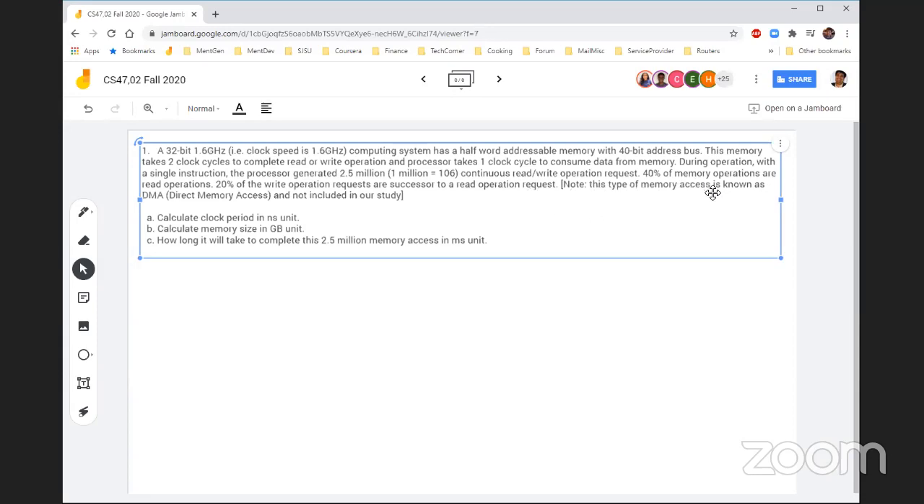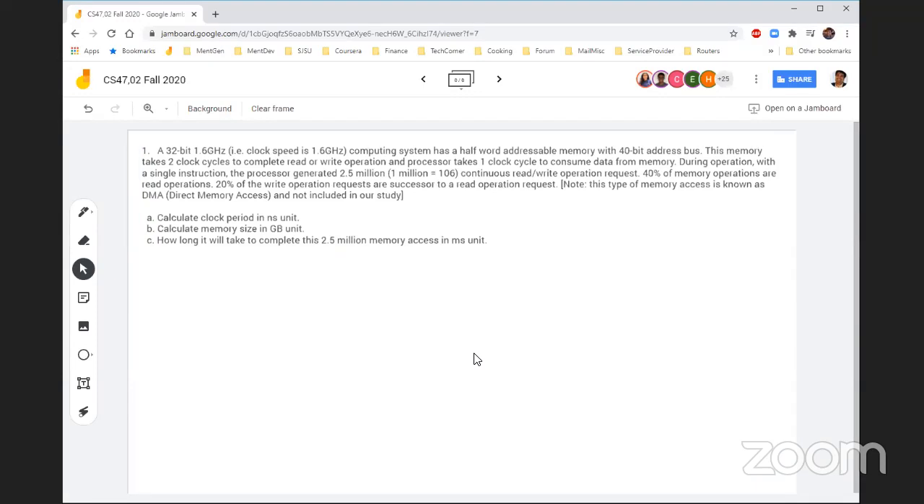Side note, this type of memory access is known as DMA or direct memory access, not included in our study, but it doesn't matter in the problem. The clock period is the same one we already calculated in the previous problem. Let's focus on problem B and problem C. B: calculate the memory size in gigabyte units, make sure your units are right. C: how long will it take to complete that 2.5 million memory accesses in millisecond units.